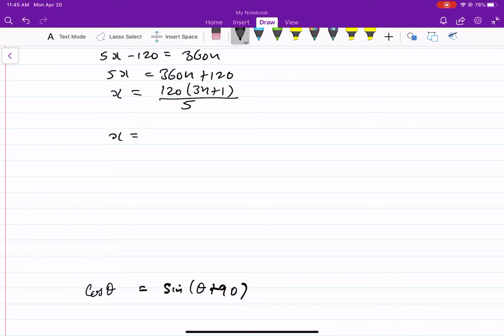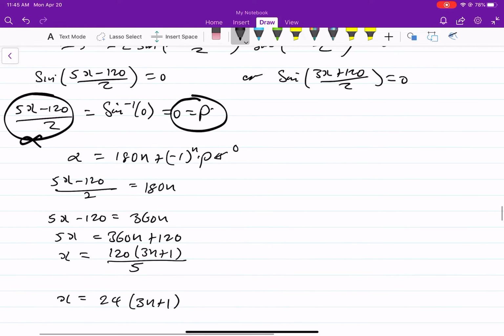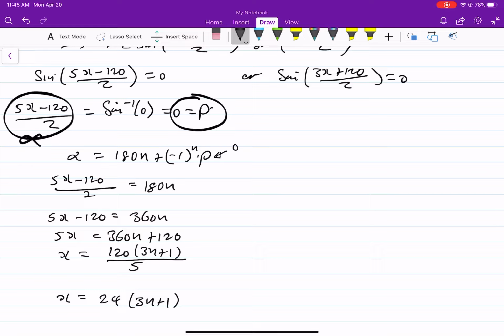120 upon 5, yes, it's 24. So that would be 24 into 3n plus 1. That looks kind of familiar. And then take the other half. I'll do the general solution on this as well.